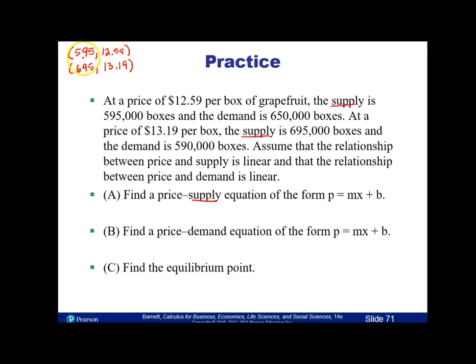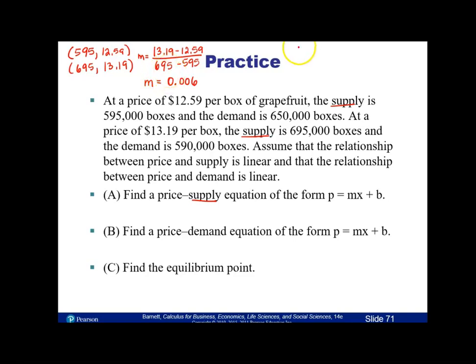Okay, so once we get our two ordered pairs for supply, it's really just a matter of writing the equation of a line through 2 points. The first thing we've got to do is to find the slope of this line. So 13.19 minus 12.59, and this is just going back to y2 minus y1 over x2 minus x1. So we end up with a slope, when we do this calculation, of 0.006.